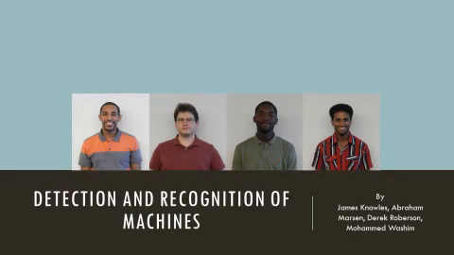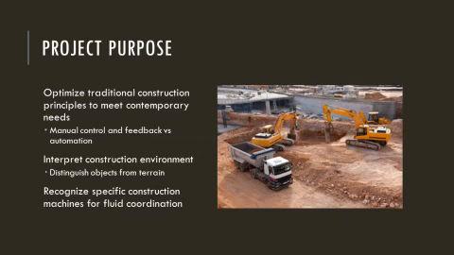In recent years, automation and robotics have become integral pieces in the advancement of the construction industry. The demand for architecture customization is continually increasing, as well as the need for more complex products. As we look to coordinate efficiency in the construction sector, we must optimize traditional principles to meet contemporary needs.